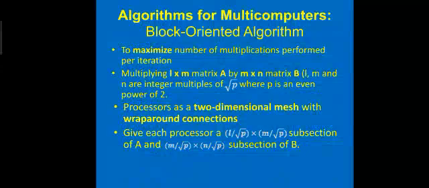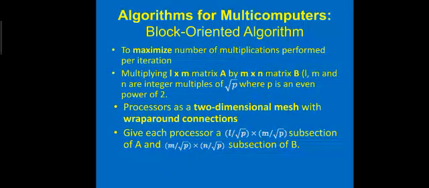Next, the same matrix multiplication for multi-computers by using a block-oriented algorithm. Here, we maximize the number of multiplications performed per iteration, whereas in the previous case there is a limited number of multiplications. Actually, this block-oriented multiplication algorithm is explained in Unit 3. Right, so let us see an overview of how this block-oriented algorithm is done for multiplication of matrices over multi-computers.